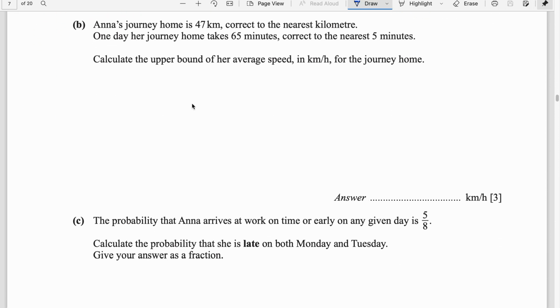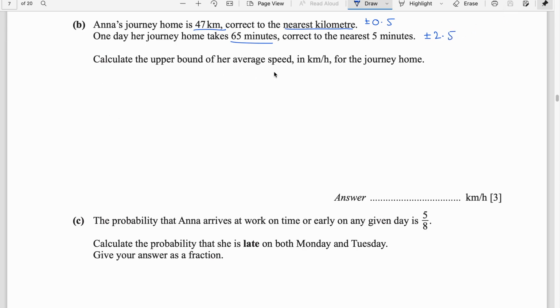B part. Amna's journey home is 47 kilometers correct to the nearest kilometer. That means plus or minus 0.5. One day her journey home takes 65 minutes correct to 5 minutes. That means plus or minus 2.5.